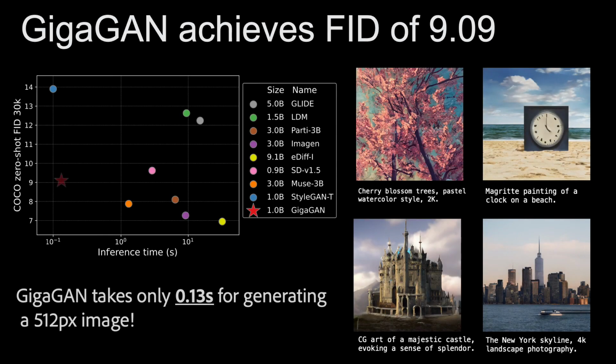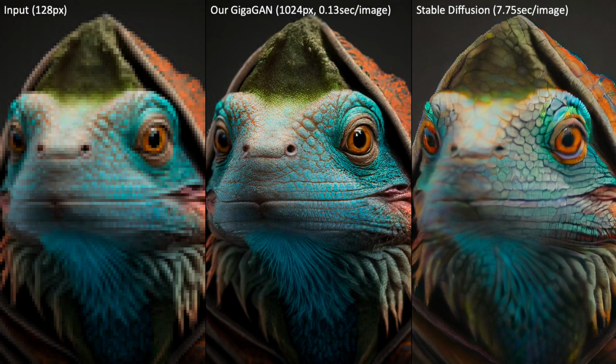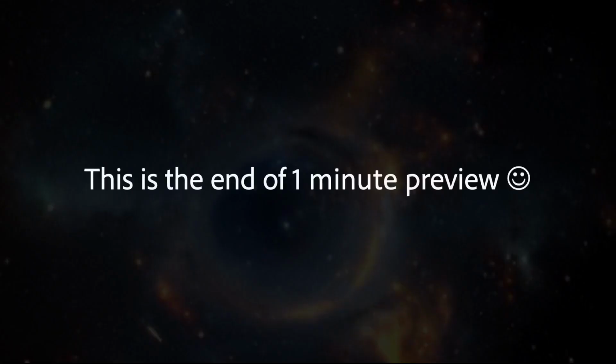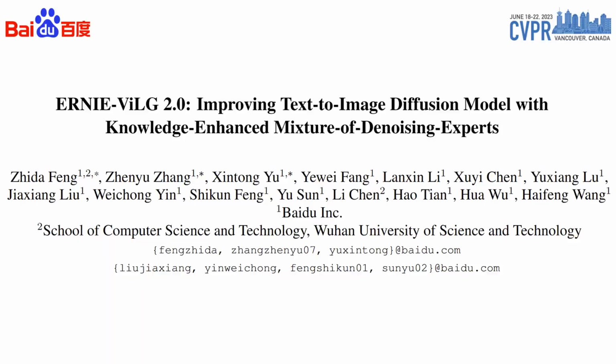Here we show that our FID is comparable with diffusion and autoregressive models, while being much faster without iterative sampling step for inference. GigaGAN generates a 512 pixel image in just 0.13 seconds. Particularly, GigaGAN shows high resolution image upsampling at an unprecedentedly fast speed. For instance, GigaGAN requires only 0.13 seconds for 1K upsampling. This concludes the 1-minute summary.